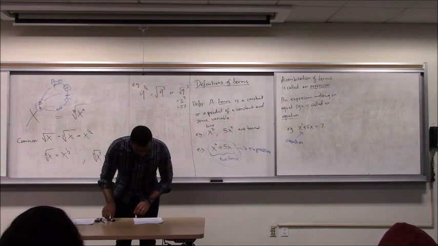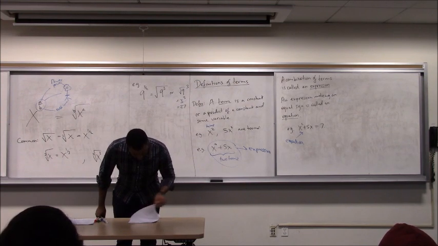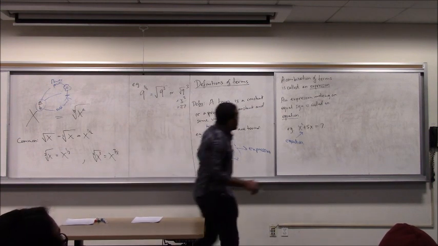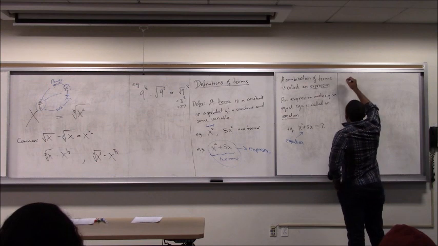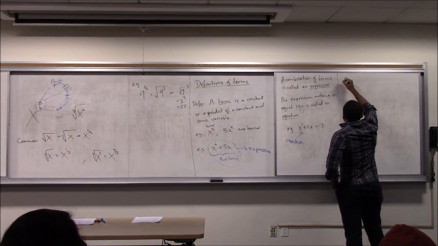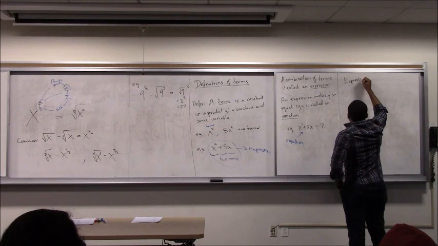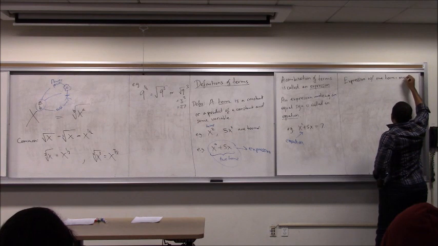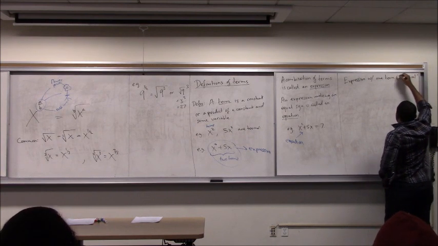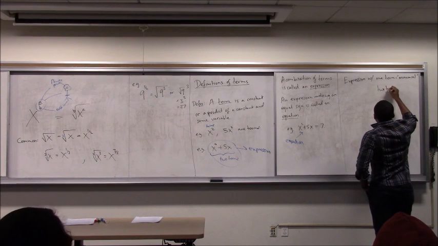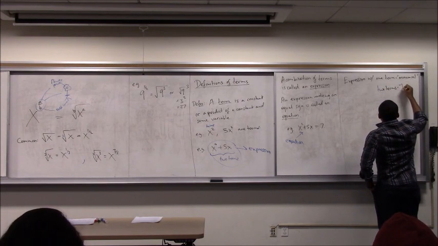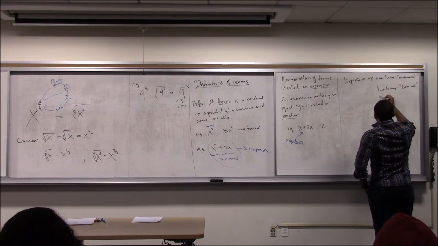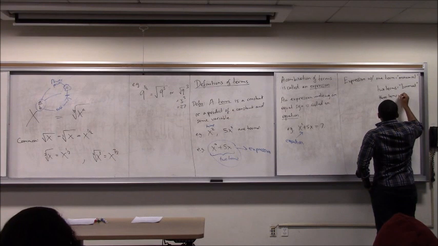Plus 8. An expression with one term is what we call a monomial. If it has two terms, we call it a binomial. If it's three terms, we call it a trinomial.